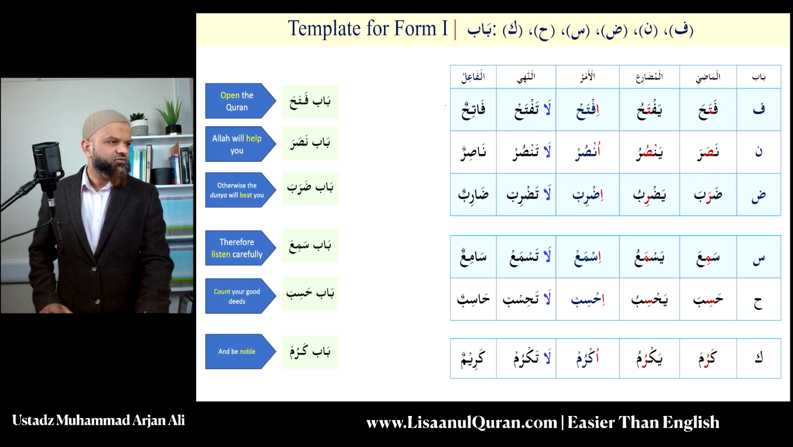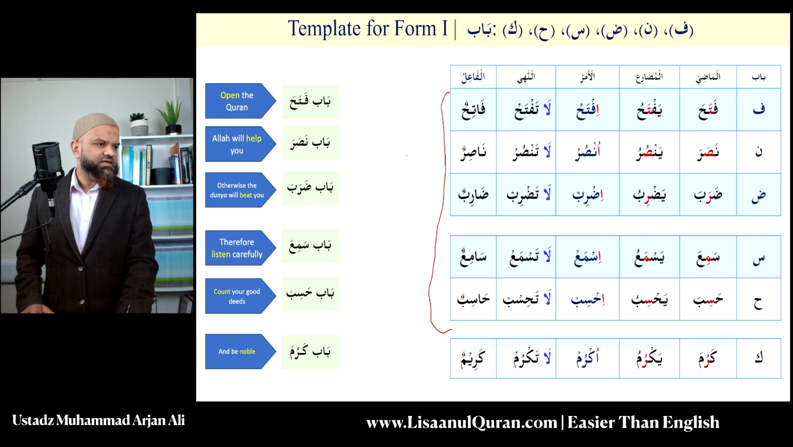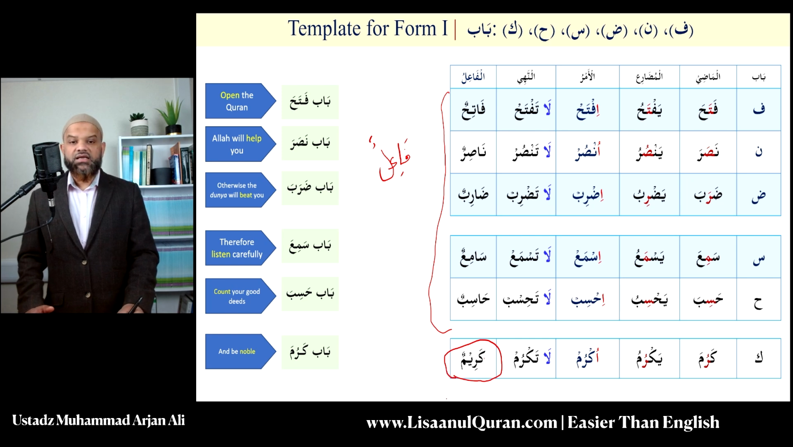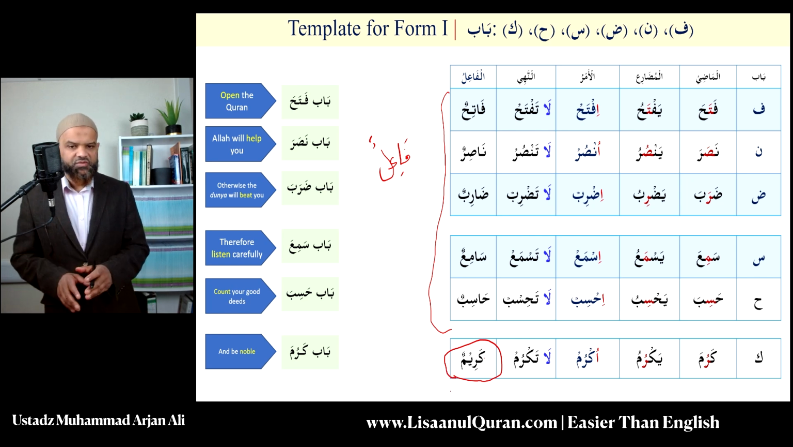As a reminder for all of us, these patterns that we see on the screen, for all of these, the pattern is fa'ilun. And for this one, I'll just give you the example here, karimun. So only the karuma pattern is different for the active participle.